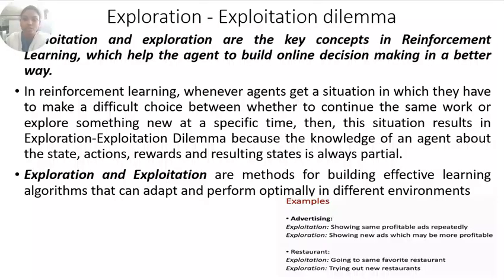So the agent has to choose between exploration, where it tries a new policy or a new approach, or continuing with the same or previous one. So it is in a dilemma situation, and it has to choose between exploration and exploitation, because the knowledge of the agent about the state, action, reward and resulting state is always partial. Exploration and exploitation are the methods for building an effective learning algorithm that can adapt and perform optimally in different environments. There are two examples we are seeing here.